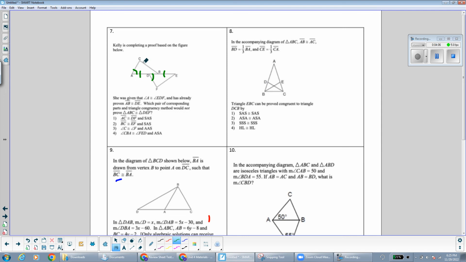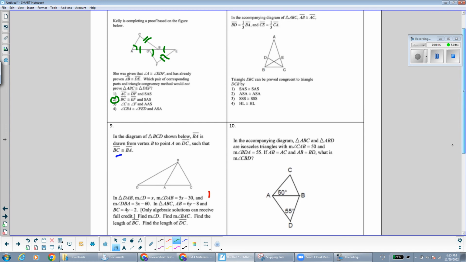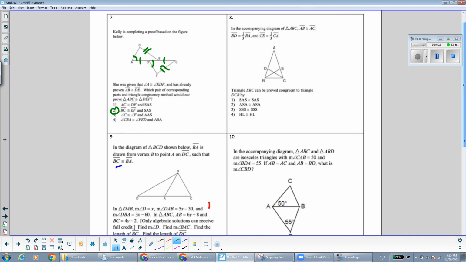Okay, next one, BC congruent to EF. Well, that's not SAS, that's SSA. So we found the answer choice that we are looking for. The other choices, if you try them out, should be what they say. This one should give you AAS, and this one should give you ASA, which are valid.